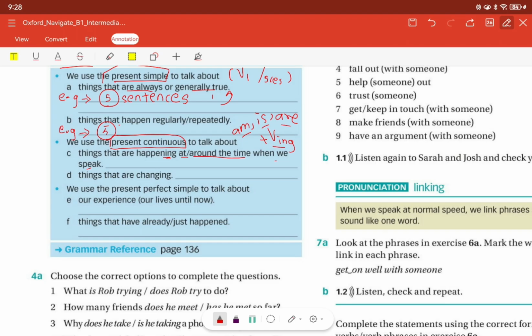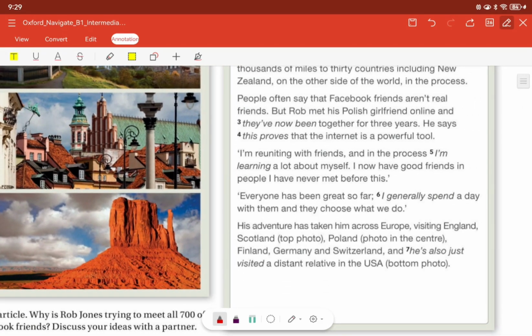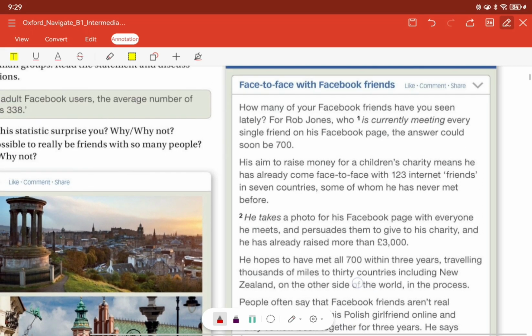Okay, we also use the present continuous tense when we talk about things that are changing. It's not only about things that are happening when we speak. Sometimes things are not happening when we speak, but they are changing. For example, maybe you will find some examples here in this paragraph, in this article. Maybe let me see.